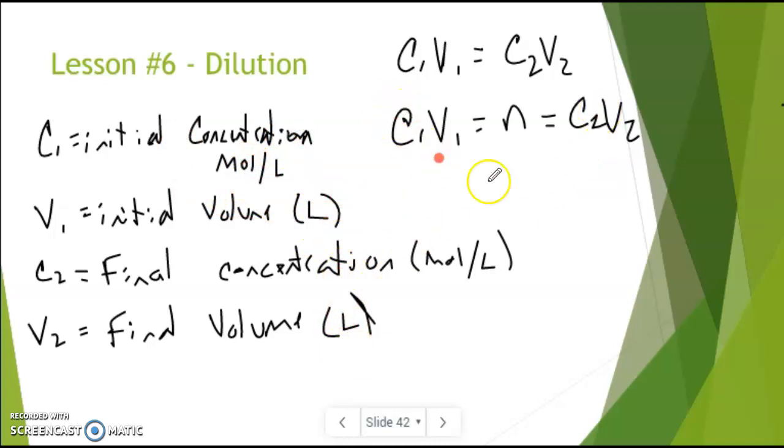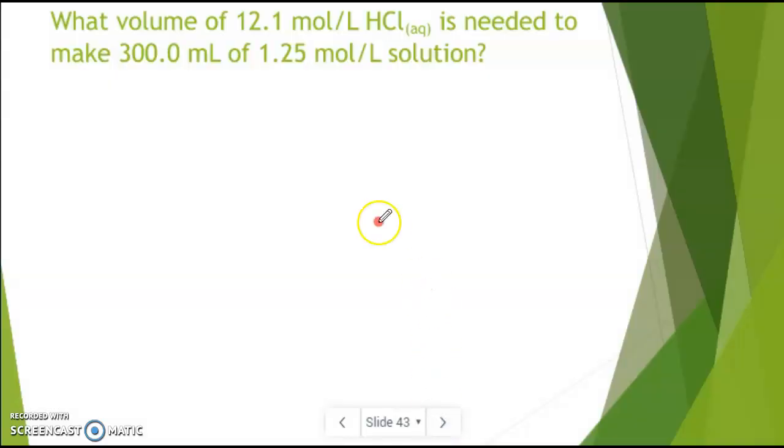This is the same as when we had Boyle's law, Charles' law and Gay-Lussac's law. If you're solving for V2, it's C1 V1 divided by C2. We want the units of C1 and C2 to cancel out, so we get whatever our units for volume are. So if this is in milliliters, that's all you really need. Okay, so let's look at a couple questions here.